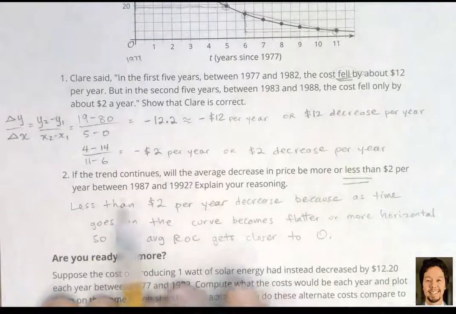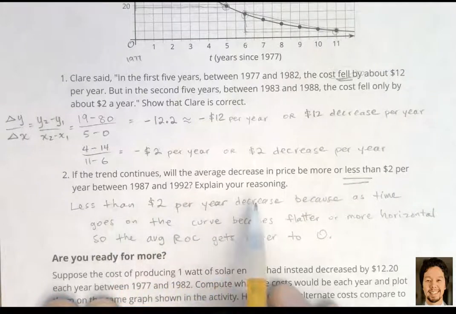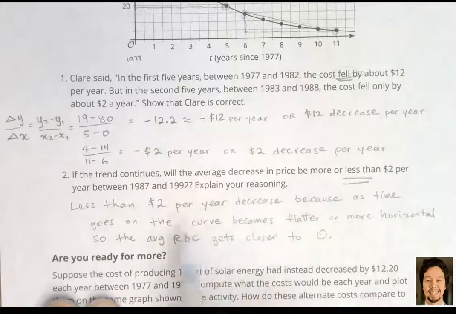Okay? And I wrote out less than $2 per year decrease because as time goes on, the curve becomes flatter or more horizontal, so the average rate of change gets closer to 0.